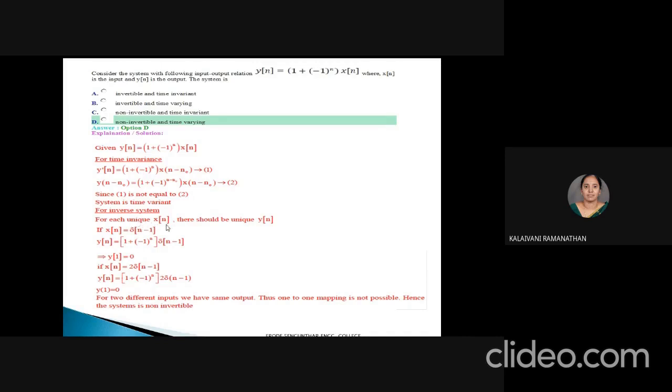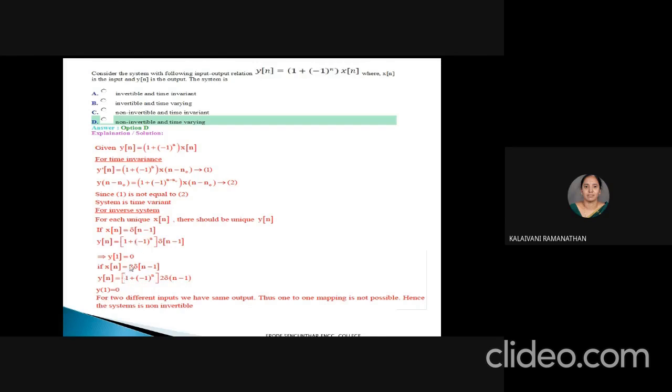For each unique x of n, there should be a unique y of n. So if x of n equal to delta of n minus 1, you check (1 plus minus 1) whole power n delta of n minus 1. Delta of n minus 1 means n should be equivalent to 1 here. So when you substitute, it is equal to 0. Similarly, if x of n equal to 2 into delta of n minus 1, you get again the sample as 0, because delta of n minus 1 will be present only at n equal to 1. So you substitute n equal to 1. So 1 plus minus 1 will be equivalent to 0. 0 into 2 again 0.